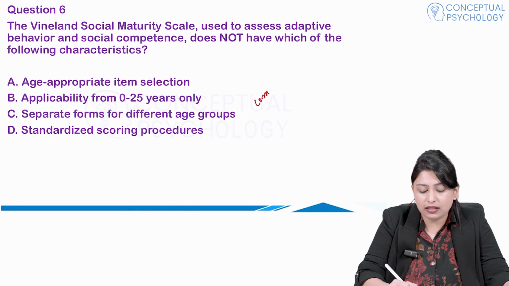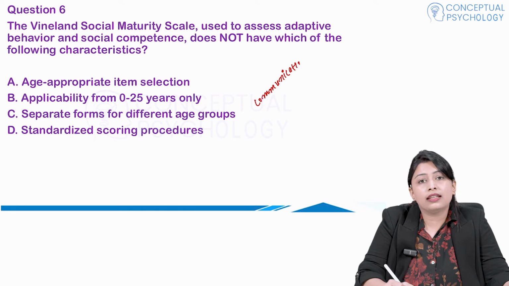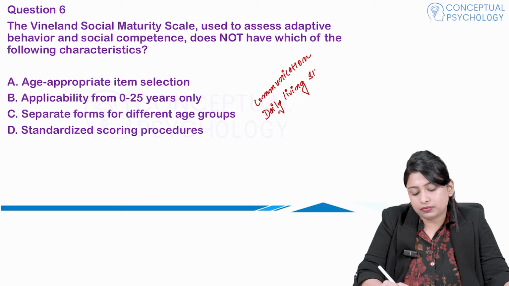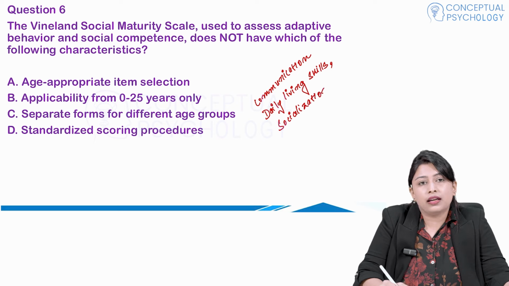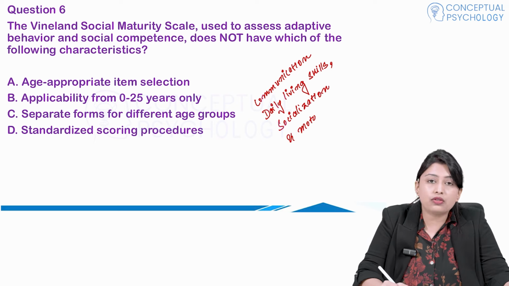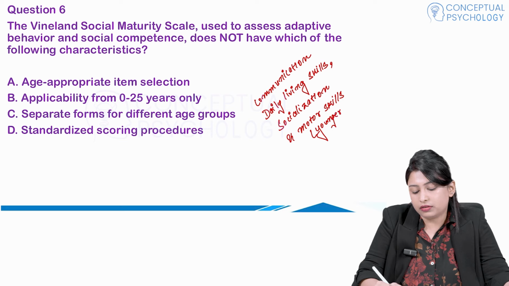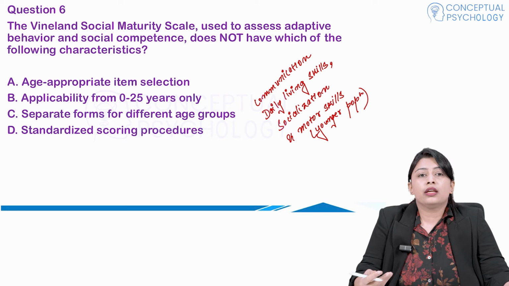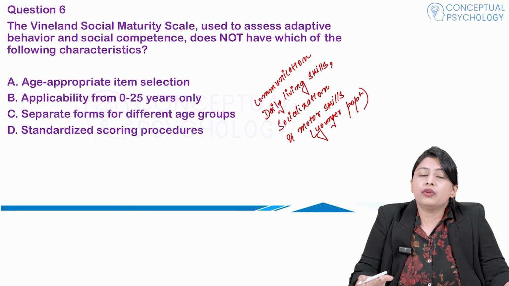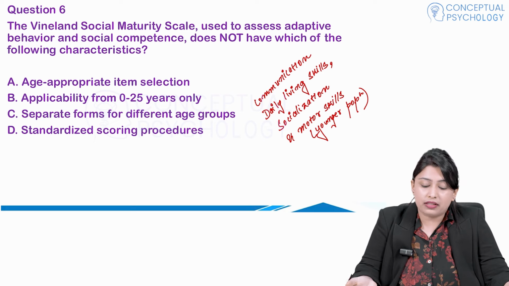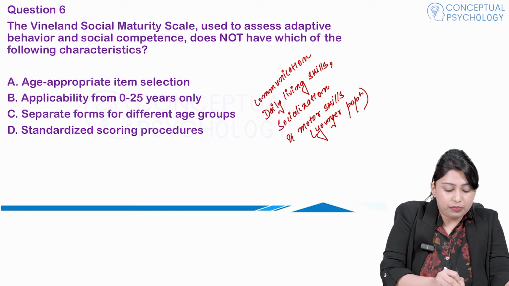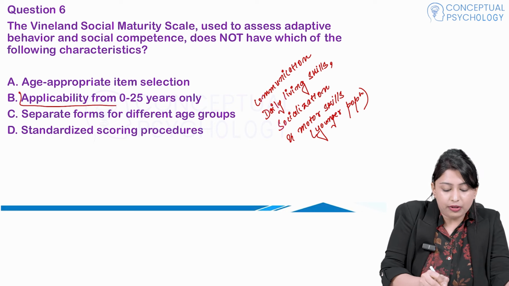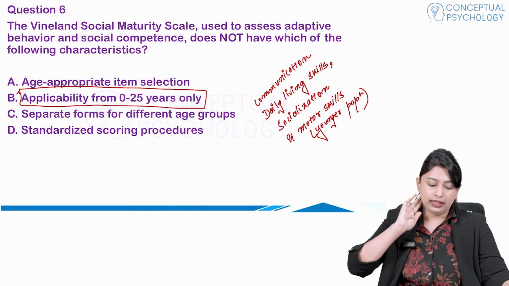What are those domains? One is communication. Then we also look at the daily living skills. Post this, socialization, and in younger ages we also look at motor skills. Here it would be in the younger population. So it provides a comprehensive picture of an individual's functional abilities relative to their age peers. So the correct answer here would be, again, option B, applicability from 0 to 25 years only.